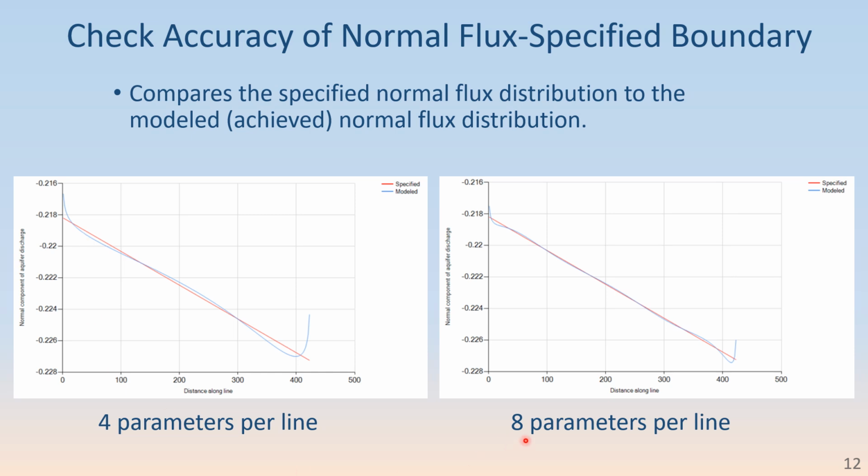And when you up the parameters per line to 8, you can see that the match tightens up even more, although the difference between these two models is probably negligible in terms of the patterns of flow that you would get.